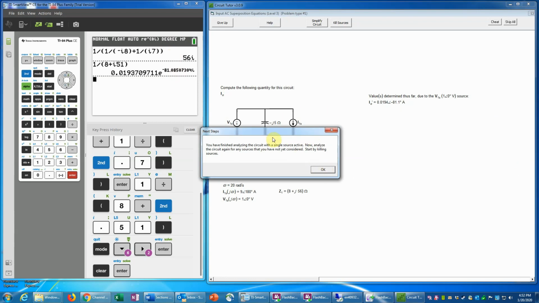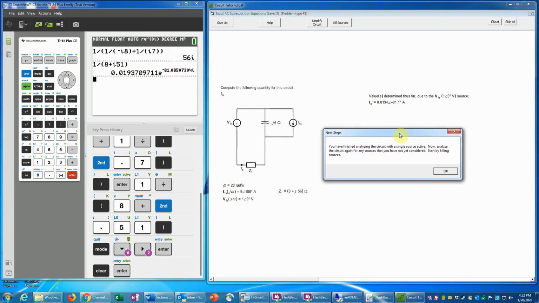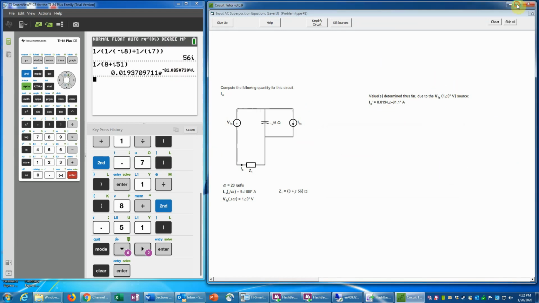Okay, we've finished analyzing the circuit with a single source active, which was the V1S source, and that result is recorded here for reference. But we now have to analyze for the other source. So I have to dismiss that dialog box to maximize this.